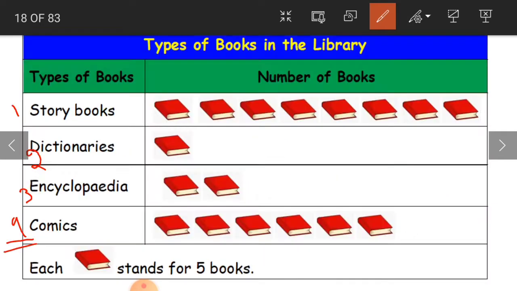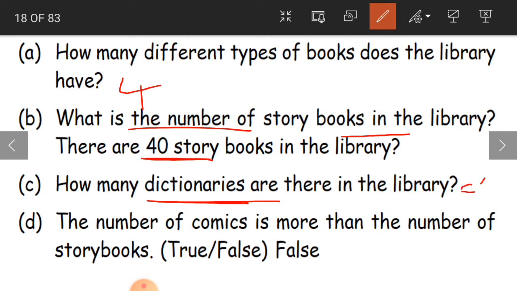How many dictionaries are there in the library? See, as we can see here, we are having only one book here for dictionary. But as one book stands for 5 books, we will multiply with 5 and the answer would be 5. So how many dictionaries do we have? We are having 5 dictionaries.